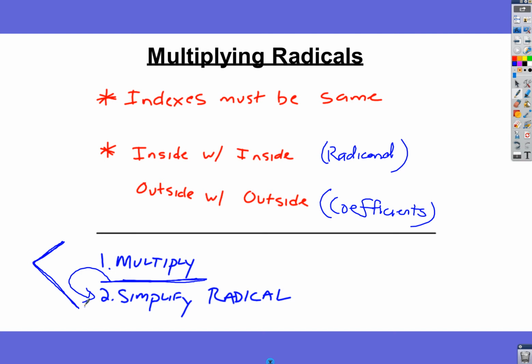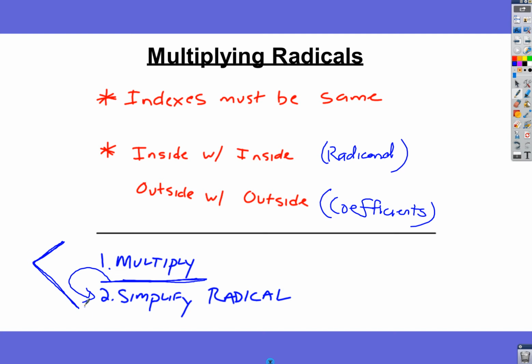So I'm going to show you how to do it both ways. The drawback of simplifying first is, in some cases, if you simplify and then multiply, you might have to go back and simplify again at the end. You might have to simplify twice. So I've always taught it in this order, but this could mean that you're more reliant on a calculator.